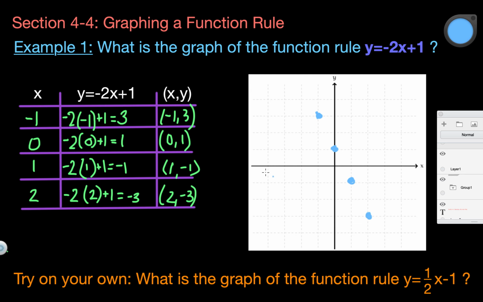Okay, so we're going to connect this line. Oops, this is difficult on the computer. Draw our arrows because it continues on in both directions. And that is your graph.